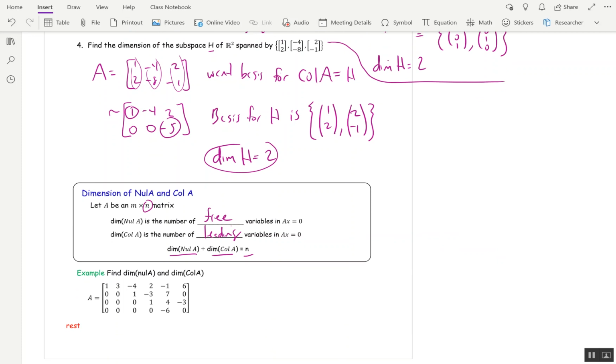All right, so here's a super quick example. Find dimension of null A and dimension of col A. This matrix is already in echelon form. So for col A, we just look at pivots. 1, 2, 3, 4. There's 4 pivot columns. So dim col A is 4. All right, there's 2 columns that have no pivots, so those correspond to free variables. So dim null A is 2. 4 plus 2 is 6, which is the number of columns.